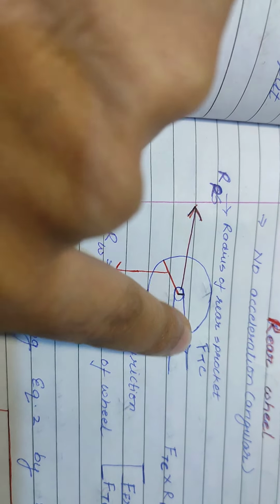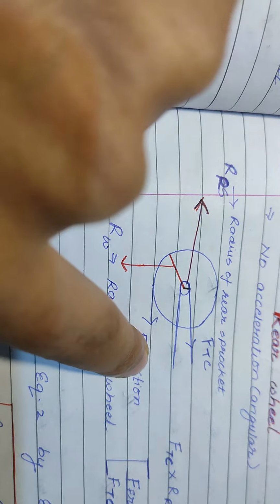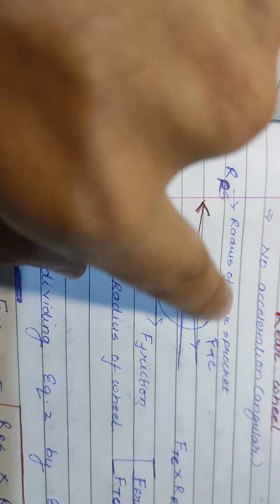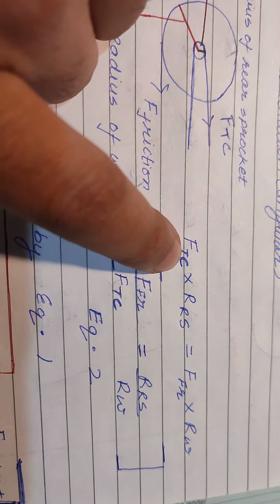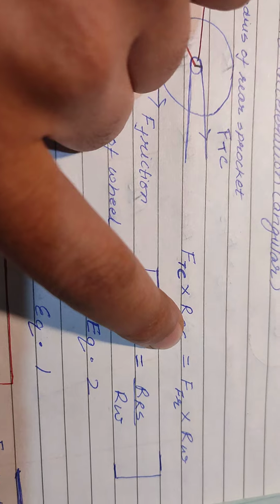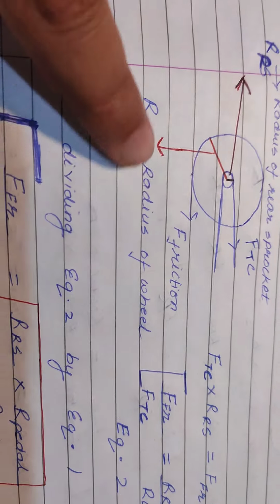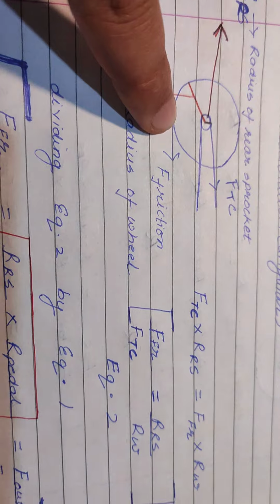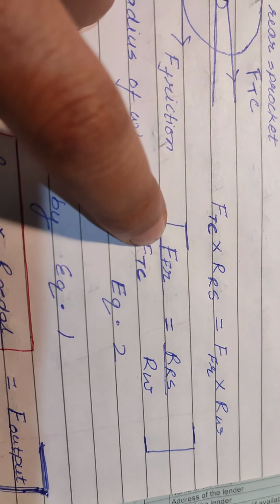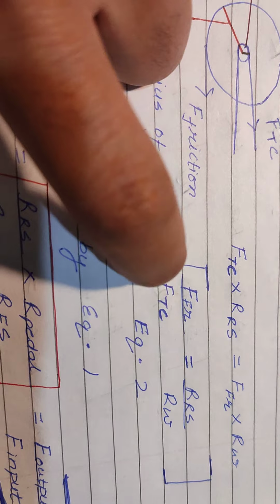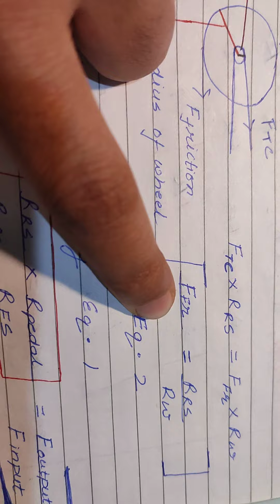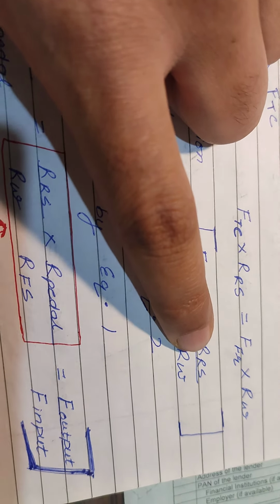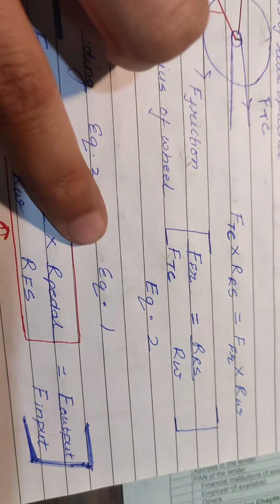So the torque because of the friction is in the anti-clockwise direction, the torque because of the tension in the chain is in the clockwise direction, and they cancel out each other, resulting in no acceleration. This gives us the equation: tension in the chain times the radius of the sprocket equals force of friction times the radius of the wheel, because friction is being applied over here, so we have to take the entire radius. This gives us the ratio: the force of friction divided by the force of tension in the chain is equal to the radius of the rear sprocket upon the radius of the wheel.